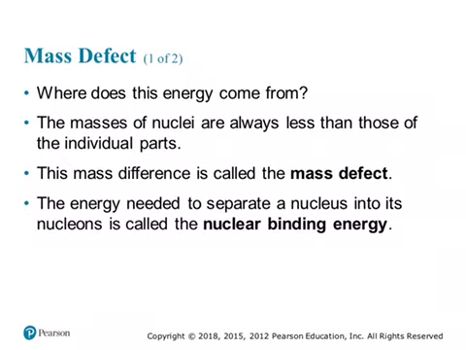In nuclear reactions, what has been observed time and time again is that the mass of the nuclei after the reaction is less than those of the individual parts going into the reaction. That mass difference is called the mass defect. Some of the original mass is converted to a whole lot of energy. The energy needed to separate a nucleus into its nucleons, its protons and its neutrons, is called the nuclear binding energy.